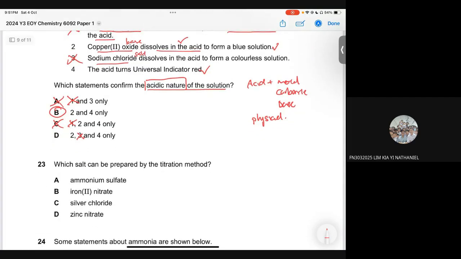Next one, which salt can be prepared by titration method? For the titration method, generally look out for SPA, or you can think of group 1 or ammonium salts. So you realize actually, the answer for 23 is A.